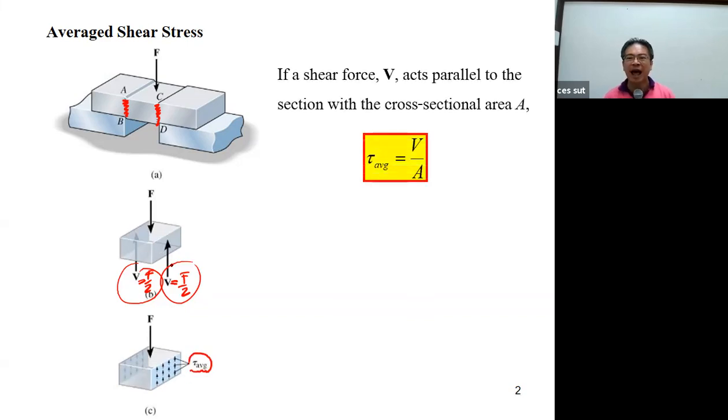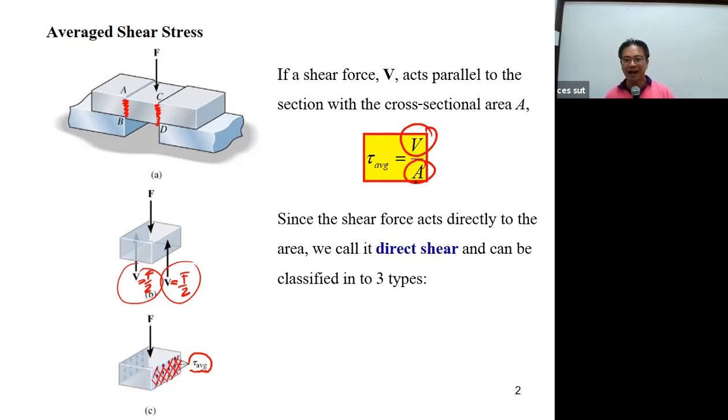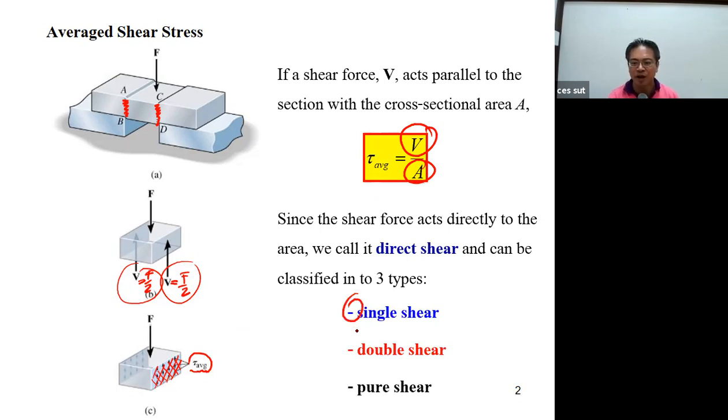And we can determine the average shear stress by the shear force divided by the area that the shear force acts upon. Okay, that is the area there. And the direct shear has 3 types. One is single shear, the second is double shear, and the third is pure shear. In the lab, we will use these 2 kinds of shear in our study.